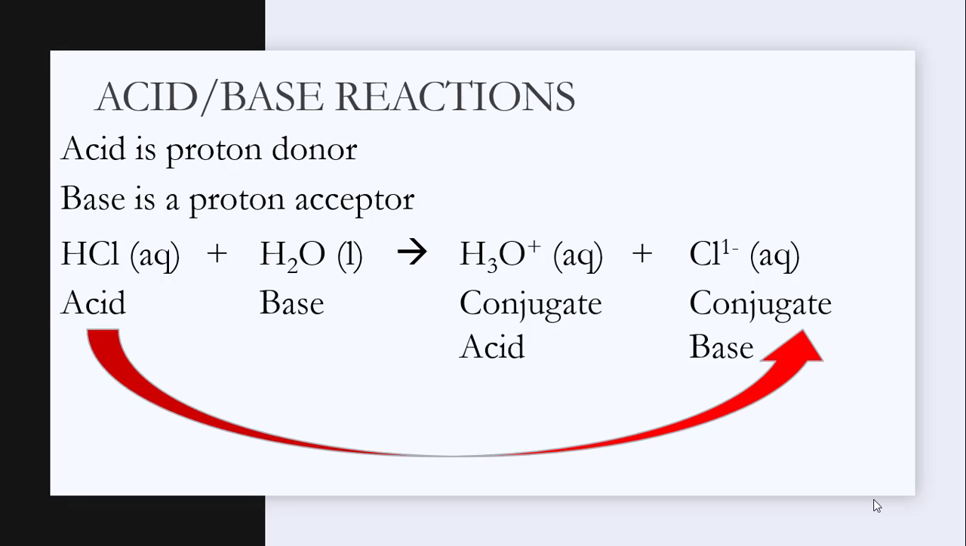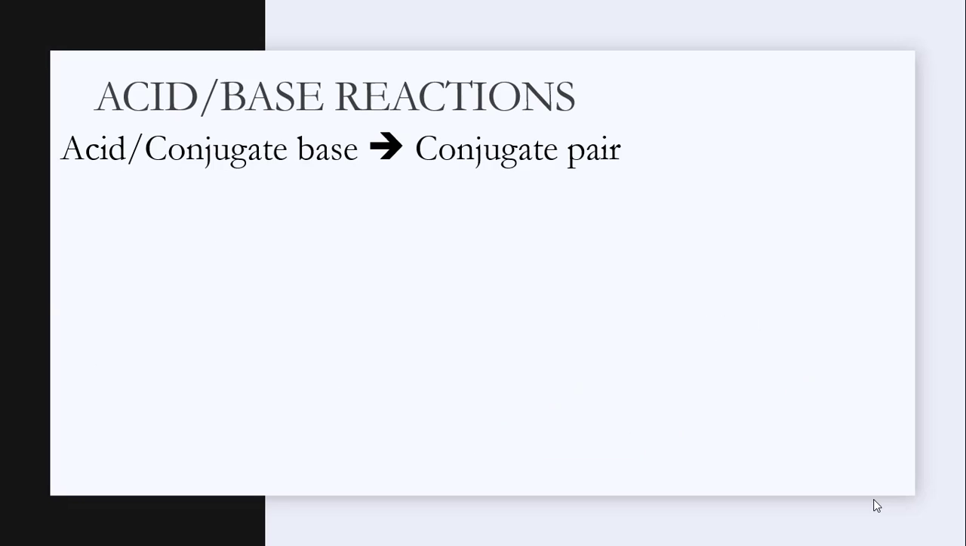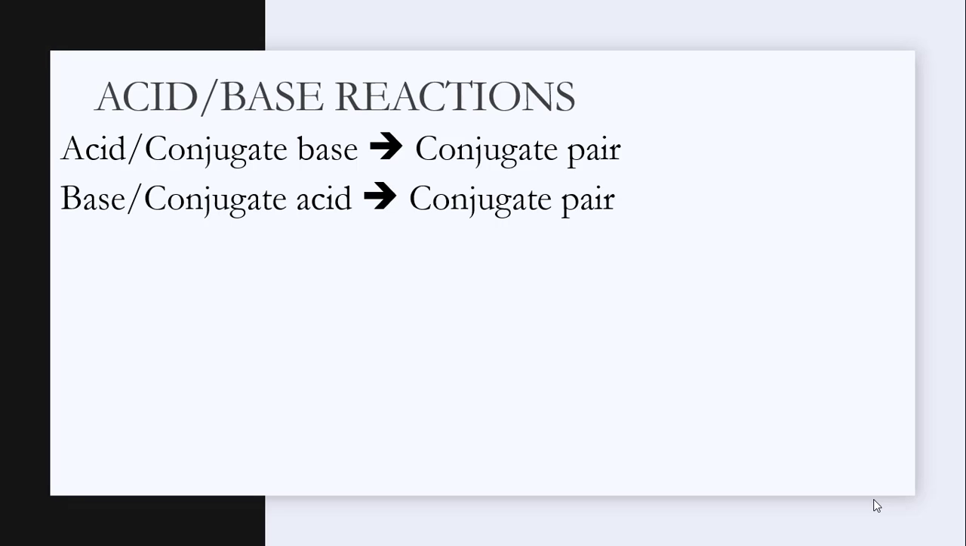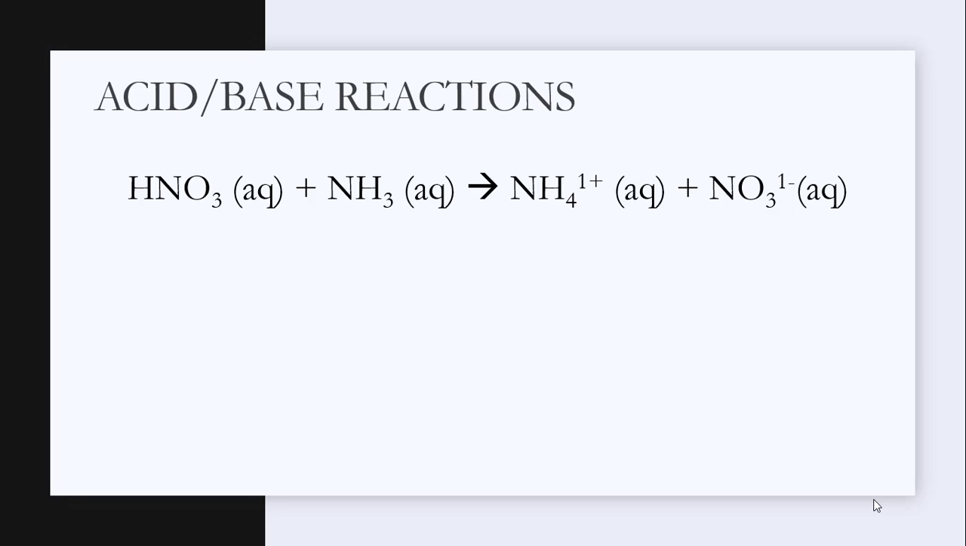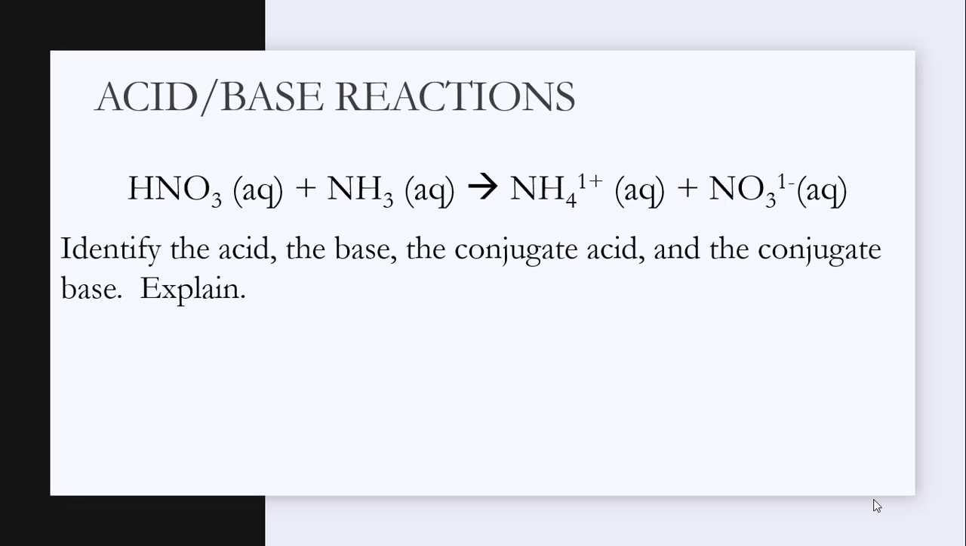The acid, once it donates a proton, becomes the conjugate base. The base, once it accepts the hydrogen, becomes the conjugate acid. So we call the acid conjugate base combo a conjugate pair, or the base conjugate acid is also a conjugate pair. So we take a look at nitric acid plus ammonia becomes ammonium and nitrate ion. You may be asked to identify the acid, the base, the conjugate acid, and the conjugate base, and explain why.